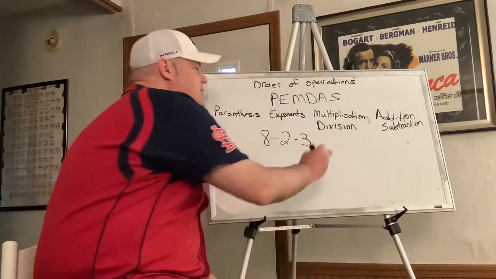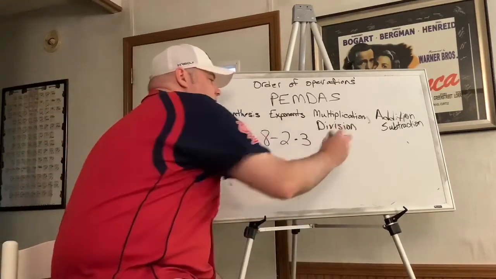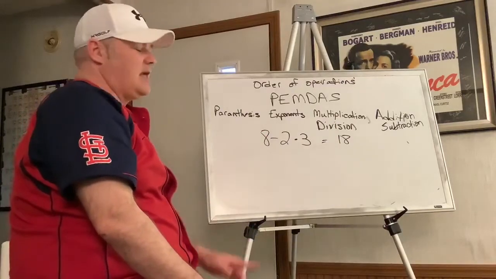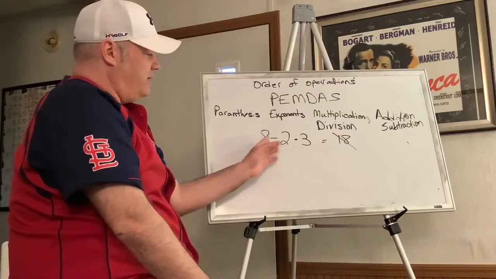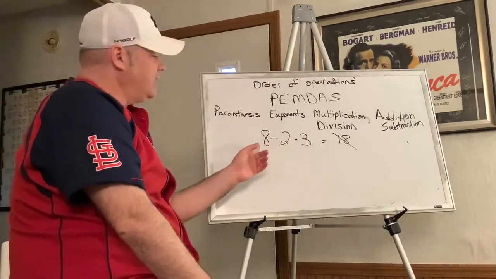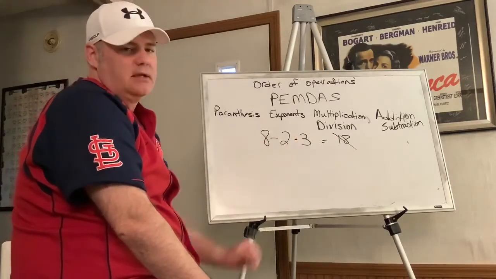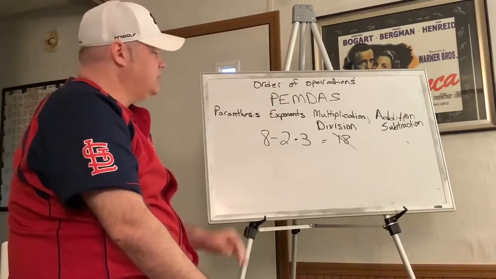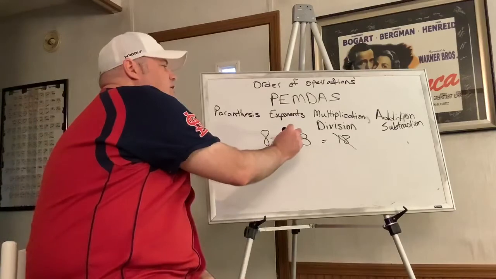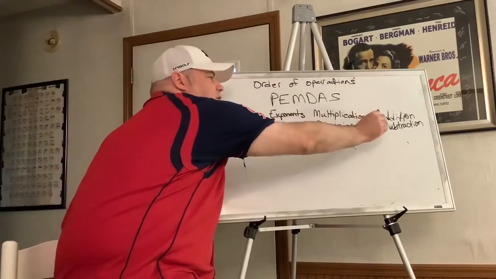And 6 times 3 is 18. Okay, but that's not the correct answer. If we just went left to right, we would think, oh, it's 18. 8 minus 2 is 6 times 3 is 18. But if we follow the order of operations, what we're supposed to do is actually do the multiplication before we do the subtraction.